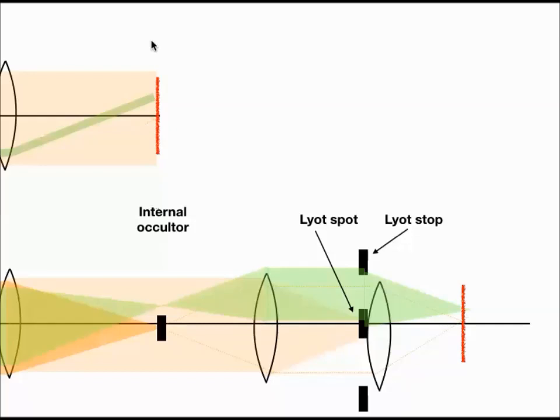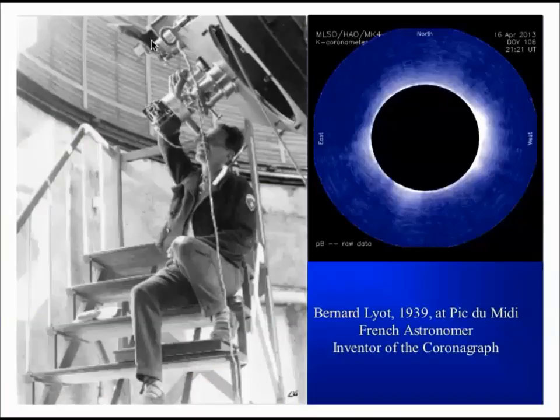And different implementations of coronagraphs have variations on this theme, but it's essentially that. There are also coronagraphs without an external occulter, and then it gets a bit more tricky inside. But it's always a combination of these things. So that's a coronagraph. That's the guy who invented it, Bernard Lyot, working here in Pic du Midi.